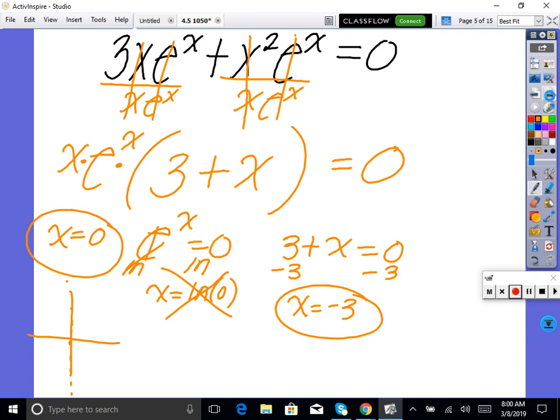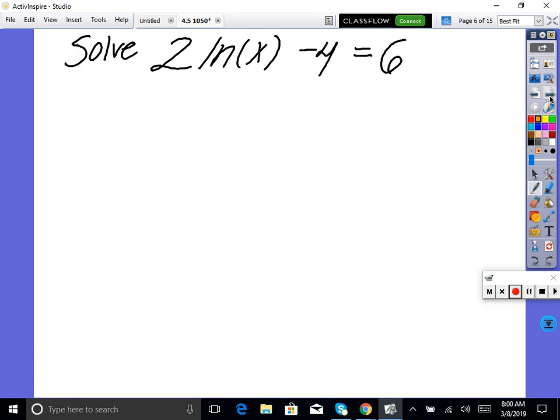Now, also make sure that you understand that if you're solving a logarithm equation, you can get a negative answer as long as when you plug the negative back into the original, it's not negative inside the logarithm. Does that make sense? Okay, all right, solve this.